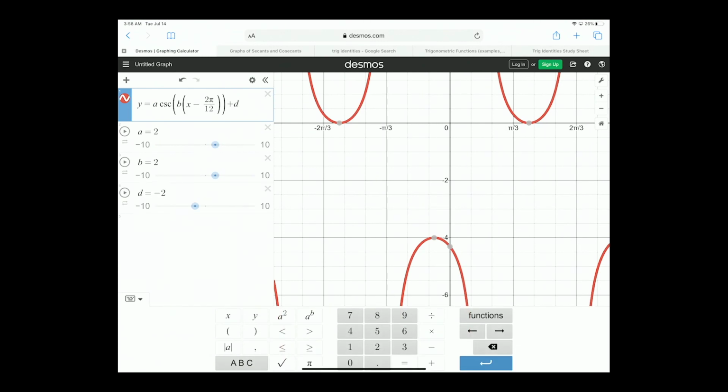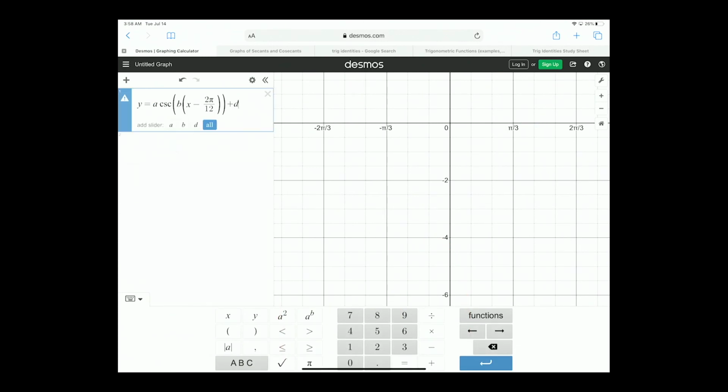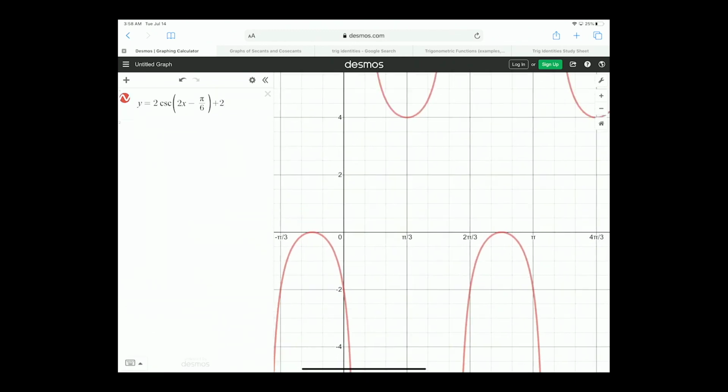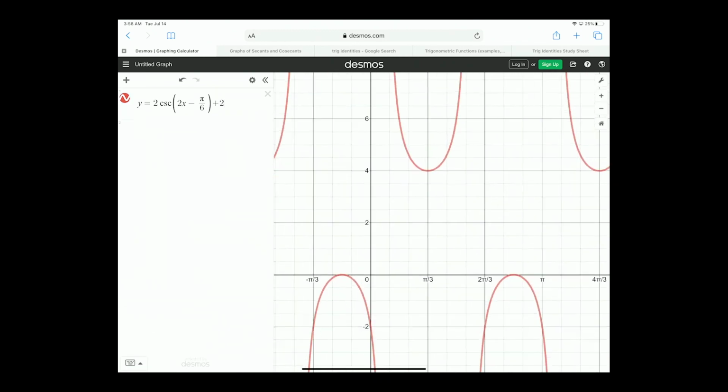Close all these. Delete all of these. Okay. So out front, 2. Inside, 2x minus pi over 6. Don't have a way to close parentheses, so just move over, and then we had, is it plus 2? I believe it's plus 2. I think that's right, 2, 2, 2. So just make sure everything's right.